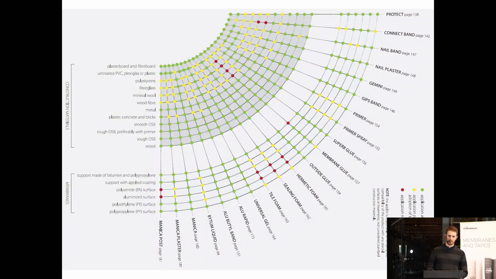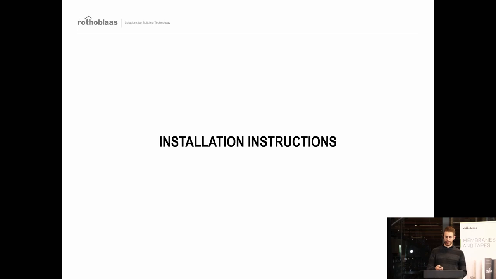So mechanical and temperature is very important. And to help you out in our technical sheet, we have as well this scheme that is showing you where you can use a membrane, on which materials, for example, and it's giving you a good idea for the installation.